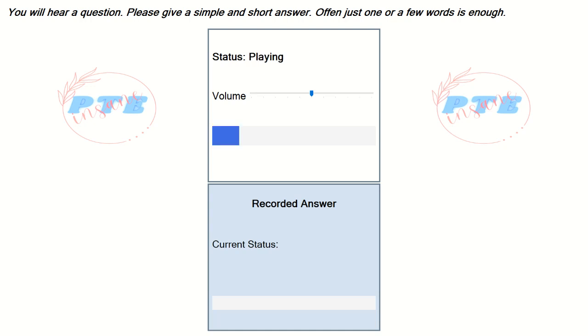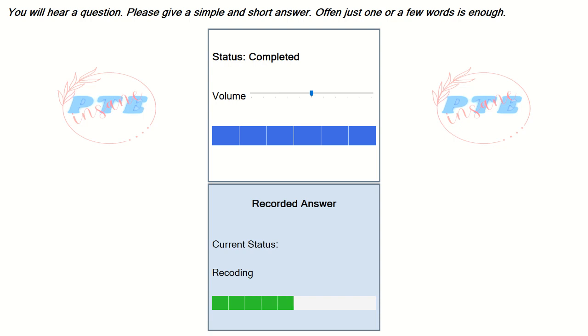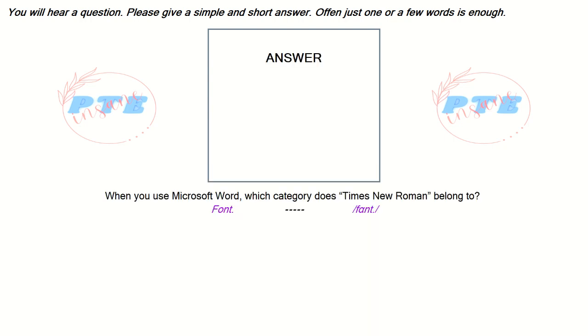When you use Microsoft Word, which category does Times New Roman belong to? Font.